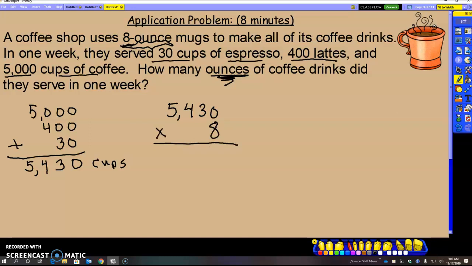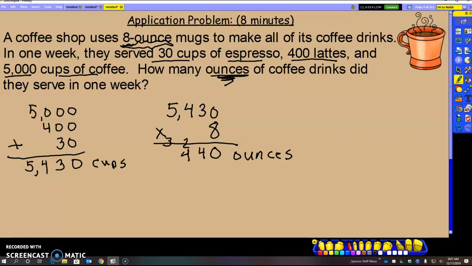Okay, so I'm going to multiply those cups by 8 because in each one there's 8 ounces. And this is going to get me an answer that is in ounces. And that's what I want. I want to know how many ounces. 8 times 0 is 0. 8 times 3 is 24, so 4 and then rename 2. 8 times 4 is 32. 32 plus 2 is 34, so rename the 3, record the 4.